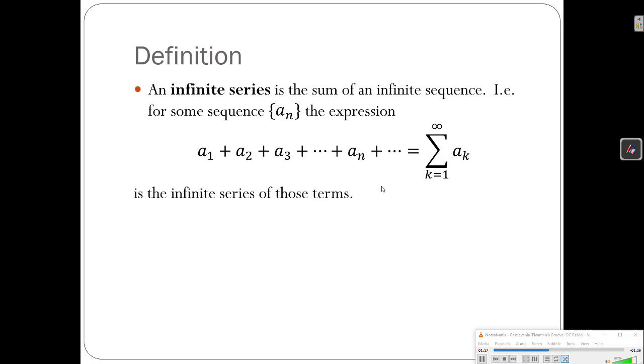So a sequence is just the terms. If you're writing a sequence, you're writing each term separated by a comma. But a series is a sum. So instead of separating by commas, you're separating by addition signs because you're adding them all together.